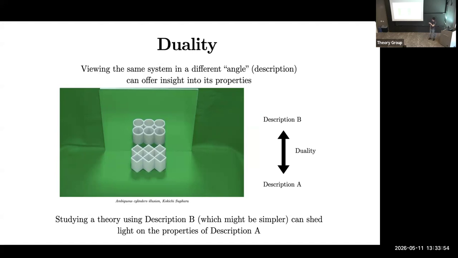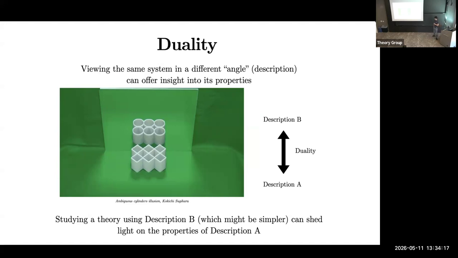And maybe you might think that studying circles is easier than studying squares, so we might as well do the duality transformation and study it in the way that fits us most. So that description allows us to gain insights for description A, which might be a bit harder. So today I want to talk about duality in quantum many-body systems.